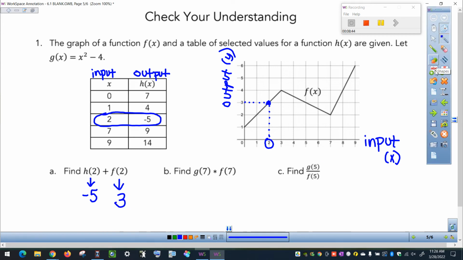Now that we found the individual output for each part, we are going to do the operation to combine them. Because there is a plus sign in between, I'm going to bring that plus sign down, and then we're just going to add them together. So -5 plus 3 equals -2.